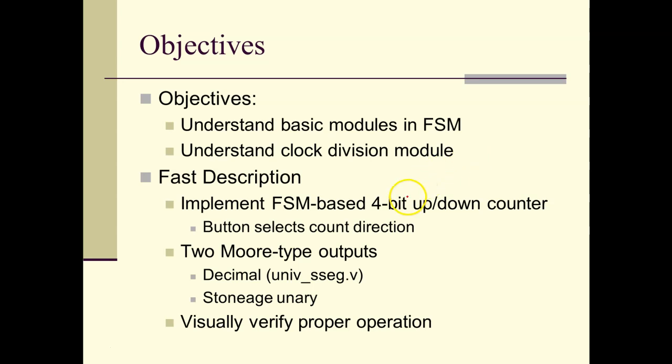So once again, we're designing a finite state machine based 4-bit up-down counter. We're going to use a button to select whether it counts up or down. This counter has two different types of outputs. One of them is decimal and the other one is Stone Age unary. And both of these outputs are Moore type outputs. Additionally, this is an experiment where we don't have to simulate it. We will verify it's working properly by just looking at it.